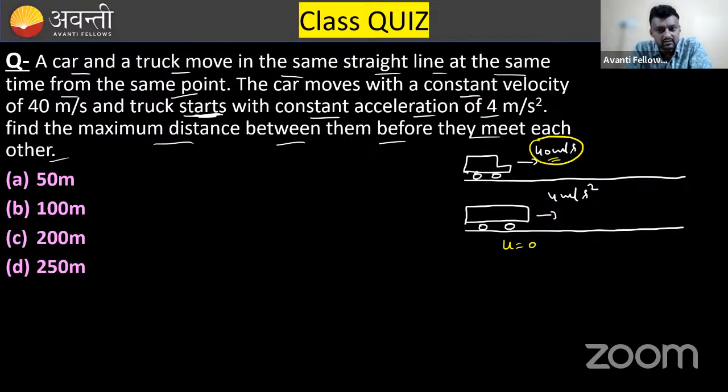After how much time will the truck acquire the same velocity? 10 seconds. Very good. Only Bhavnagar is responding. That's really difficult to digest. I don't understand why you are not responding, because its initial velocity is 0 and acceleration is 4, so it is gaining 4 meter per second every second. So after 10 seconds, it will be 40 meter per second.